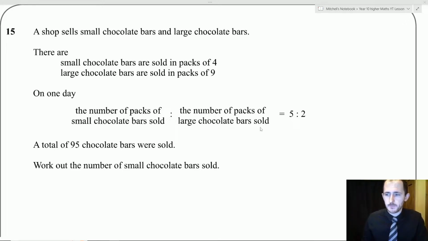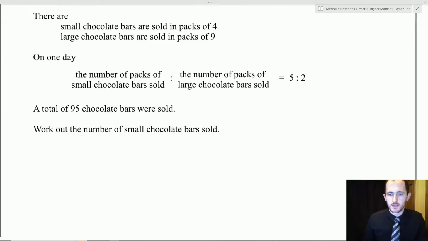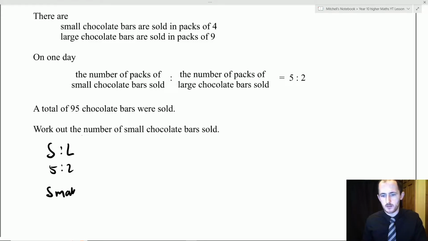So, again, not too bad. The ratio of small to large, so S to L, is 5 to 2. So what we're going to do here is work out the fraction of them that were small. So small equals 5 over 7 multiplied by 95. So again, we could work this out, or we can be lazy. I prefer to be lazy just for this case.